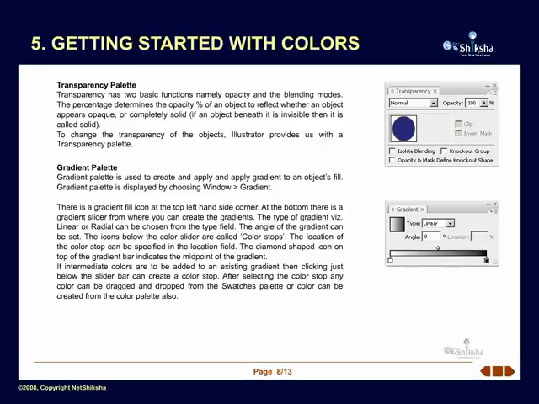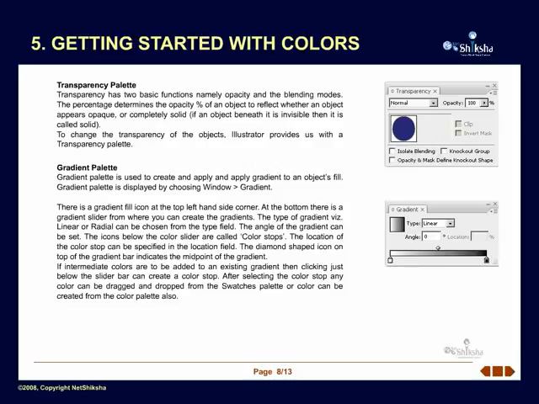The icons below the color slider are called color stops. The location of the color stop can be specified in the location field. The diamond-shaped icon on top of the gradient bar indicates the midpoint of the gradient.